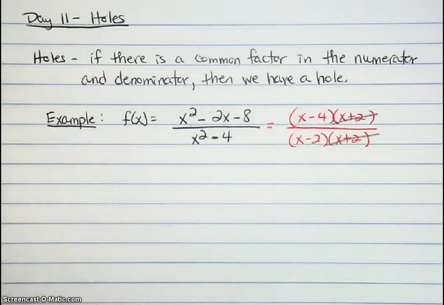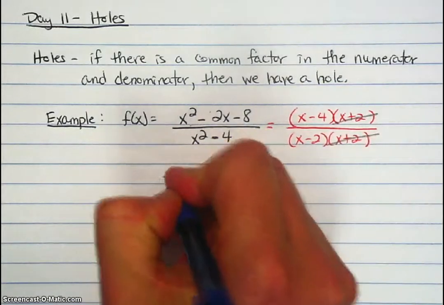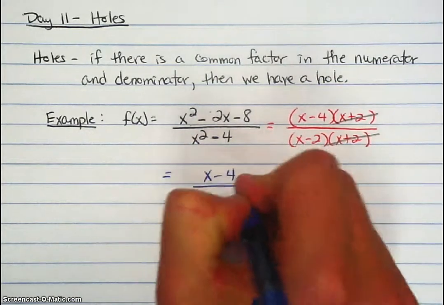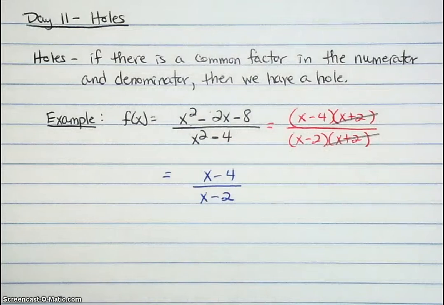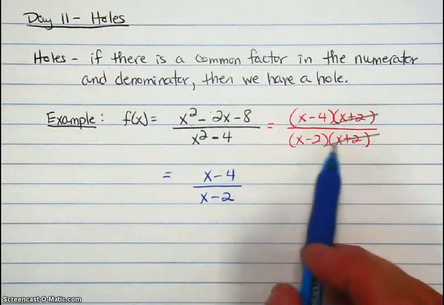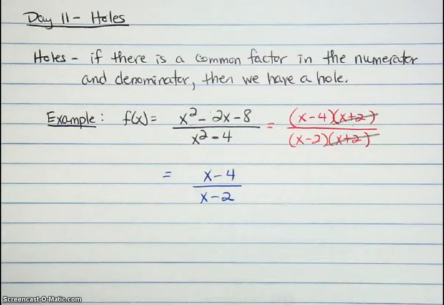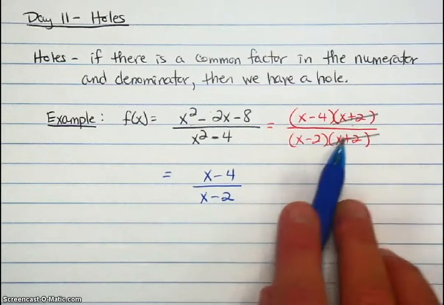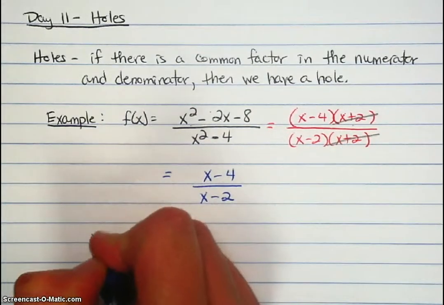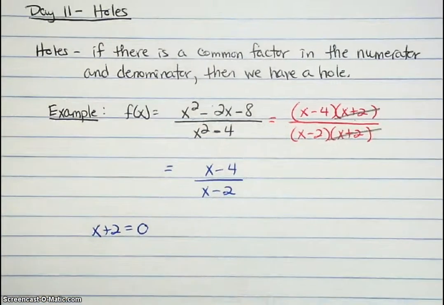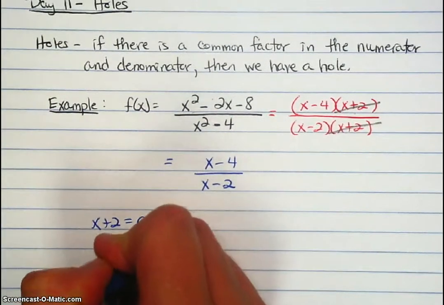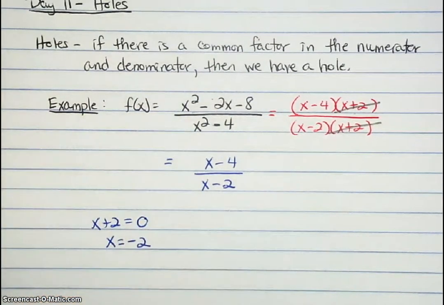Now, when we cancel them, it does simplify my function. My function is now x minus 4 over x minus 2, but we can't just cancel them and ignore them because they were part of the original function. So what happens here is when these cancel out, we have a hole in the graph. And here's how we find the hole. We take the factor that we canceled out, which was x plus 2, and we set that equal to 0, and we solve it. So we get x equals negative 2. Now that is the x value for the hole.